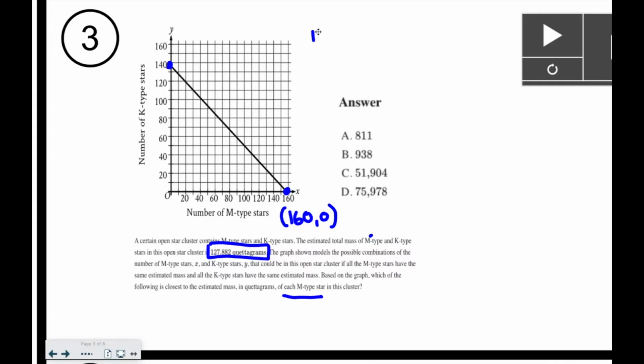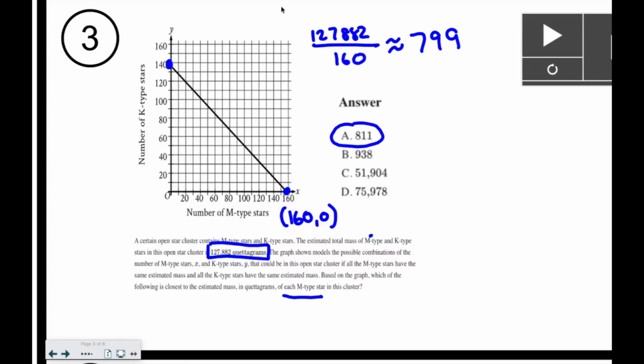So all I'm going to do in the calculator is this number divided by 160. And when I do that, I get like 799. But that answer's not there, it just says which is the closest, because this wasn't exactly 160. It was a number probably a little less than 160, but I can just assume that it's A, because that's obviously the closest. And if the problem had asked for the mass of the K type stars, then I would have used this point over here. So only the intercepts are useful in a problem like this.